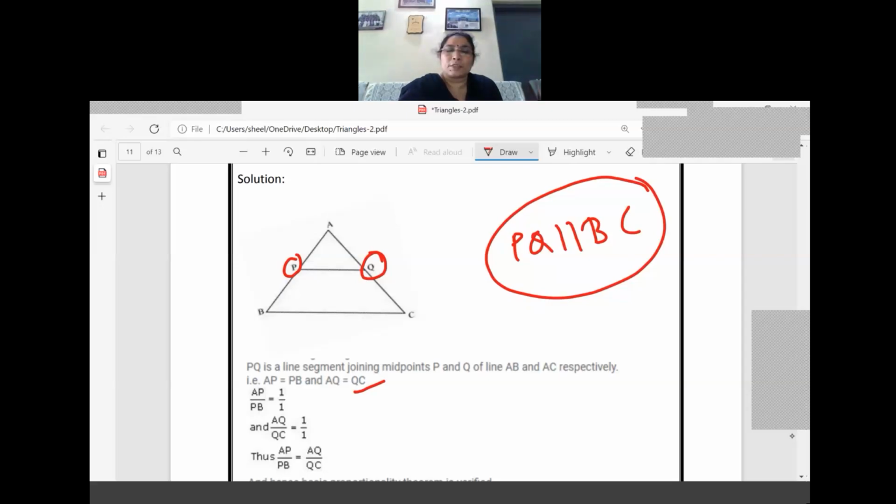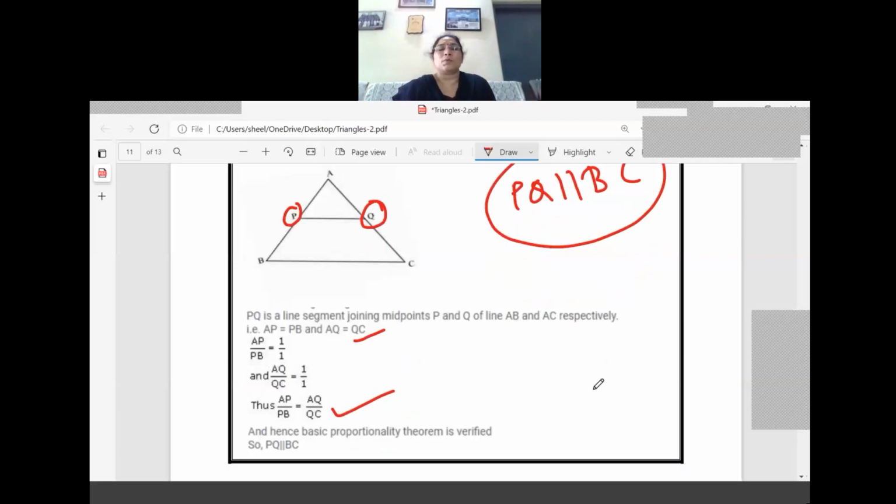What is the meaning of this one? Both the ratios are equal. So what is the concept we have? When both the ratios are equal, then the line is parallel. Here we have proved the converse basic proportionality theorem. When the ratios are equal, the line is parallel, right? So by using the concept of the BPT theorem, we have proved the midpoint theorem as well as the converse midpoint theorem, right? So this question is also completed.